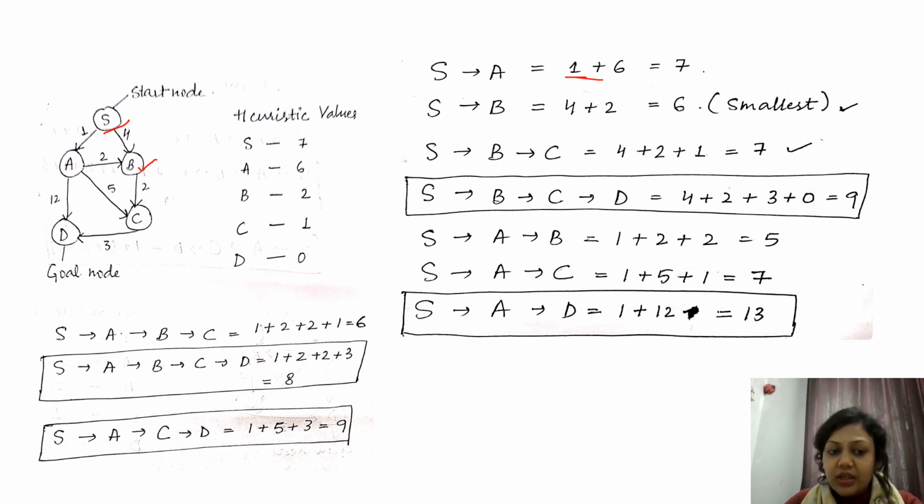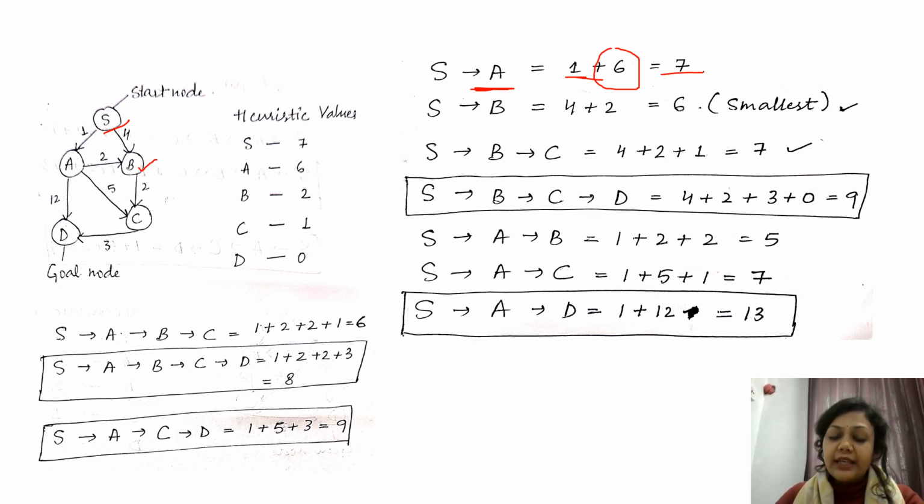Now the Gn is 1 plus, now what is this 6 value which we have written? In this numerical, always remember we have to take the heuristic value for the child node. We will always take the heuristic value for the child node, that is A. Now the heuristic value given in the numerical is 6. So 1 plus 6 is 7.